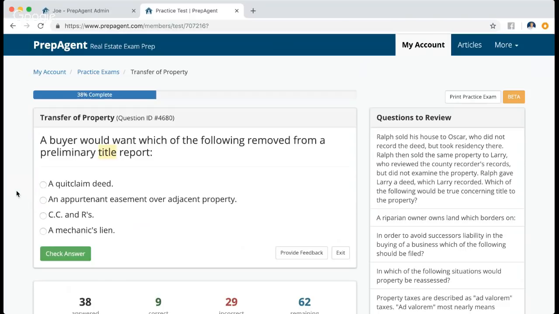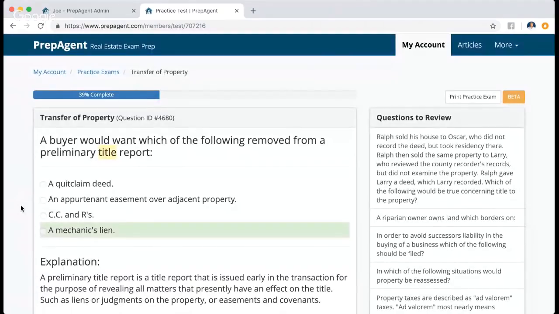A buyer would want which of the following removed from a preliminary title report? A, quitclaim deed. B, an appurtenant easement over adjacent property. C, CC&Rs. Or D, mechanic's lien. You're welcome, Tiffany. Okay, the answer is D, a mechanic's lien.